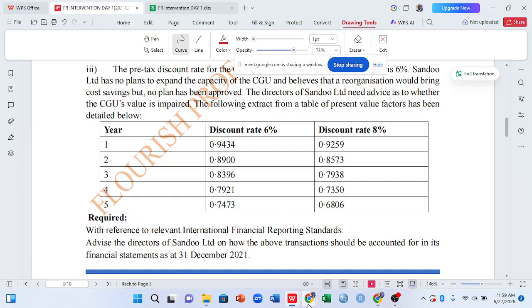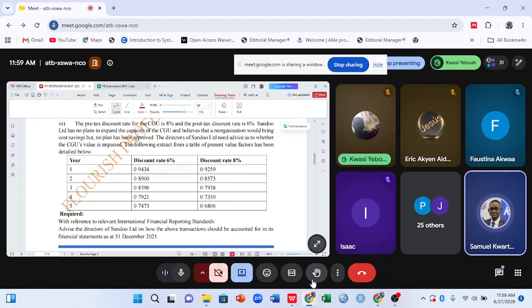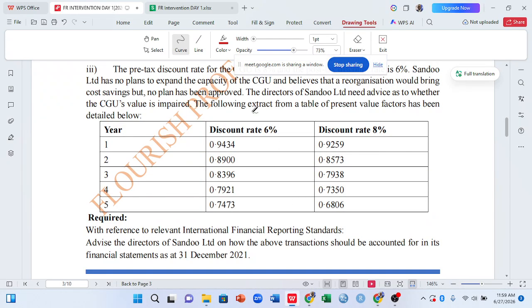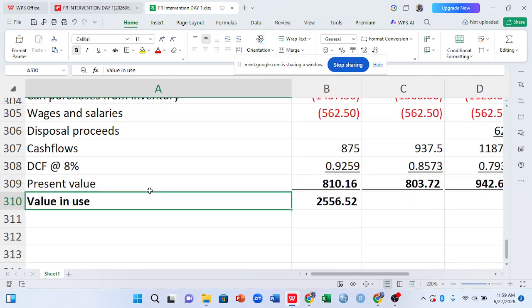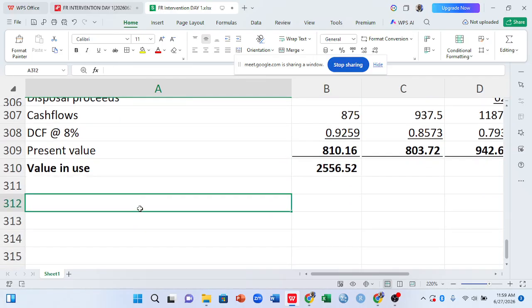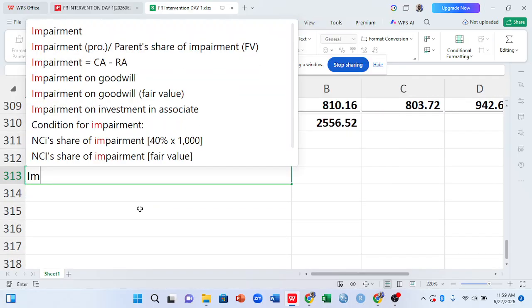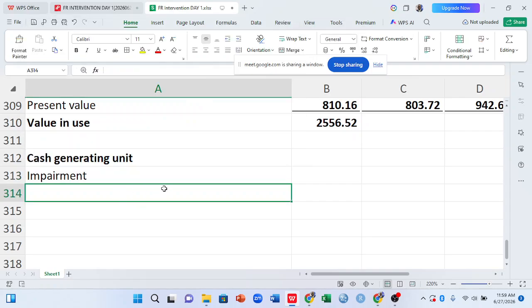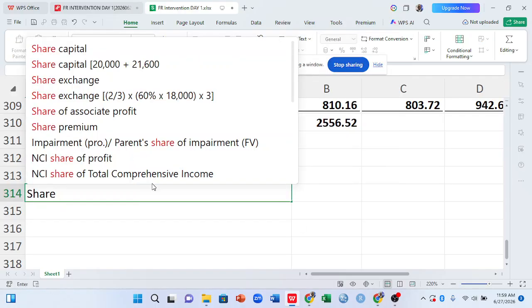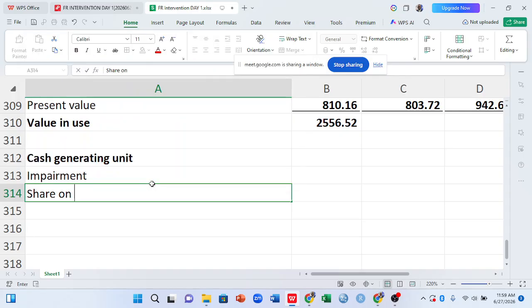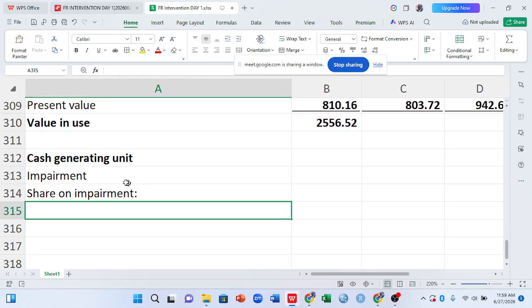Okay, thank you. So you can see clearly this question relates to cash generating units. And for cash generating units, let's talk about that before we solve. So let's do a revision on cash generating units. So cash generating unit, first thing is first is that you need to calculate for your impairment. So you have to check for the condition for impairment and get your impairment amount. Now once you get impairment amount, you share the impairment. And you're supposed to share using some basis, right?